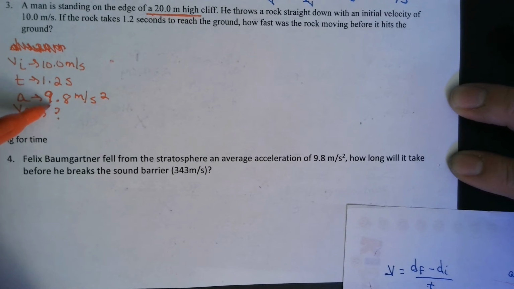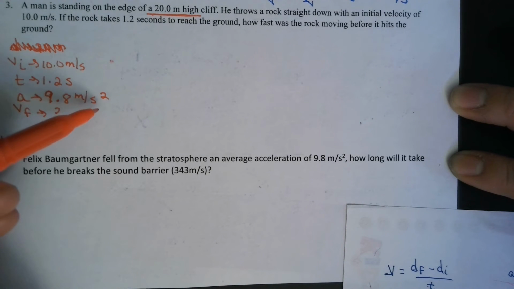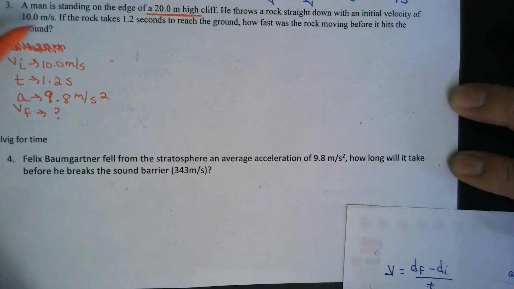And why did I know that the acceleration is 9.8 meters per second squared? This one I cheated a little bit because I know that it's falling. So any object that's falling, all objects that are falling are going to accelerate at the same rate of 9.8 meters per second squared. So I did cheat on this one.